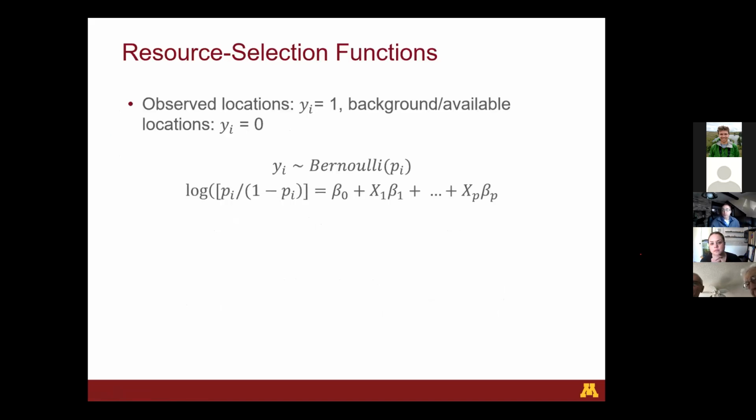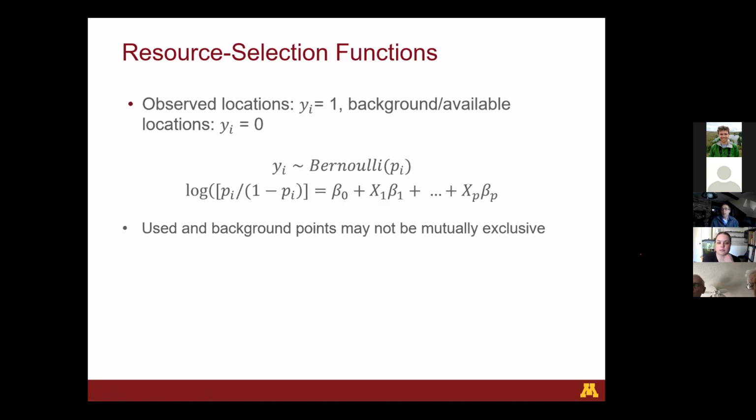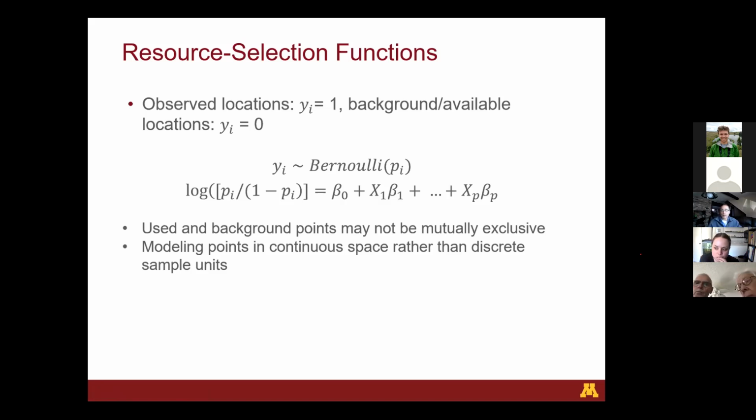So this sort of framework is frequently applied in this context of modeling species distributions or habitat selection, except there's a few differences. So typically we have observations where a species was observed. We'll treat those as 1s, and then we'll take background or available locations and we'll treat those as 0s. We'll fit the exact same sort of model, except now we have used and background points, and they may not be mutually exclusive. So those background points might also be used by the species of interest. So that's one difference. In addition, we're typically modeling points in continuous space rather than discrete sample units. So thinking in terms of probability of use gets really confusing if you're thinking about modeling points in space, because you can't associate probabilities with points, just areas.